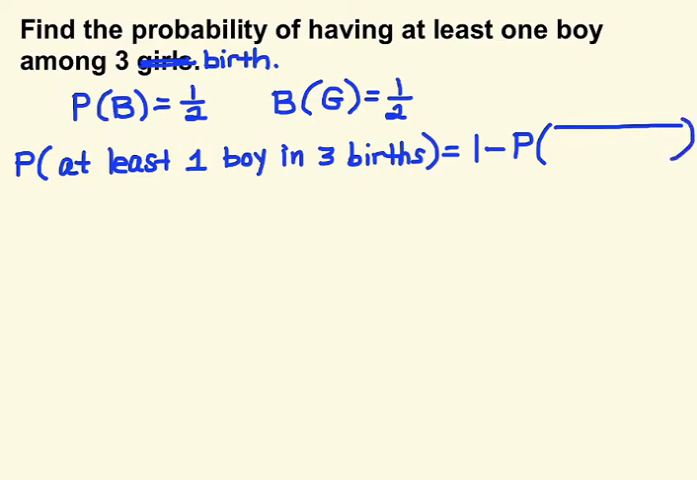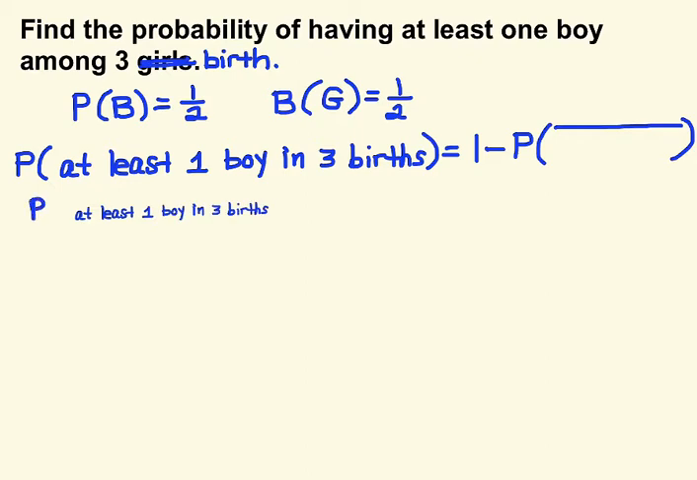So let me grab this. I'm going to take this and copy that and resize it. I'm going to make it small, because it's rather large, and move it over here. Okay, let's put it here. So the probability of at least one boy in 3 births is equal to 1 minus the complement of the probability of at least one boy in 3 births.